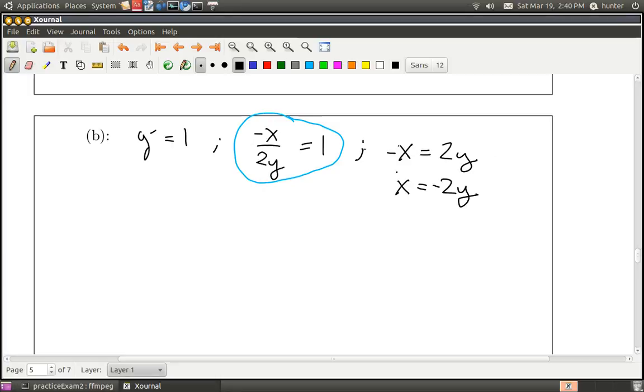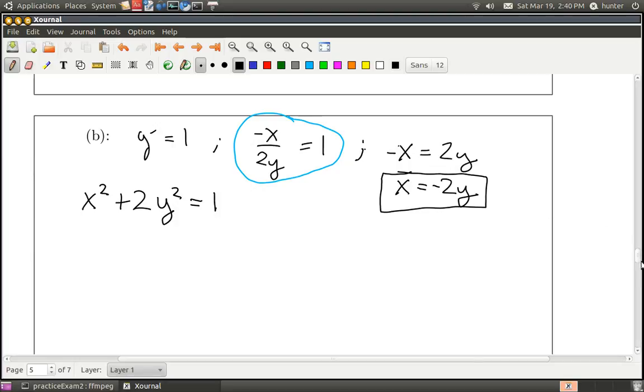Alright, so now that I have this, I go back to my equation for the ellipse, because we're only interested in points that actually are on the ellipse. So that means values for x and y that satisfy this equation. x squared plus 2y squared is equal to 1.